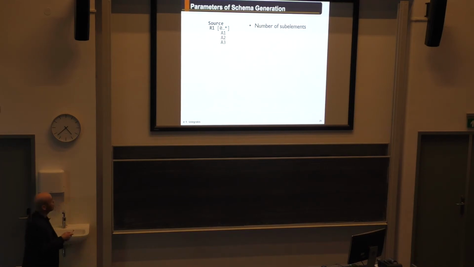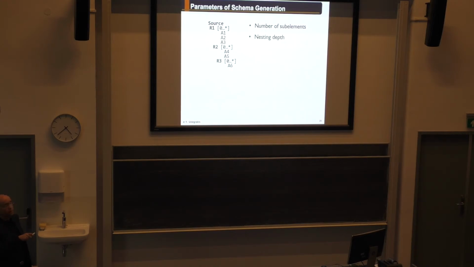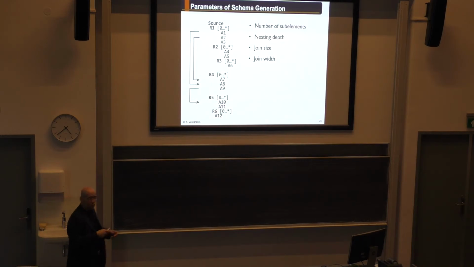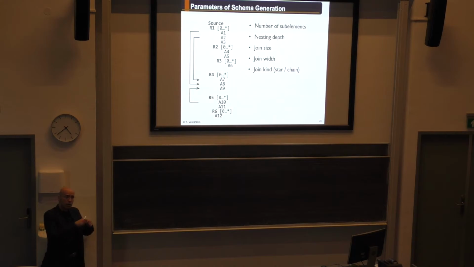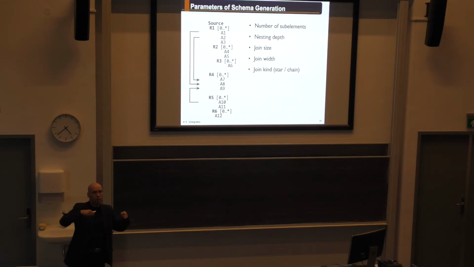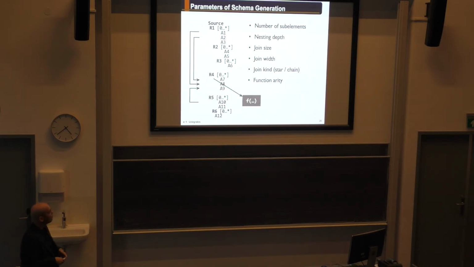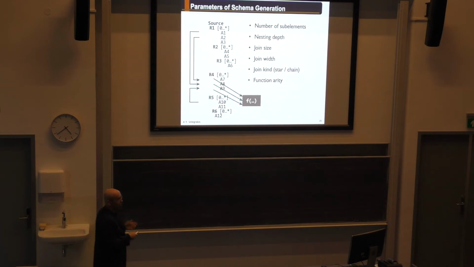The parameters, for instance, could be the number of sub-elements, meaning if you have a table, how many attributes it has. Nesting depth: if you have nestings, how deep is this nesting? If you have joins, how long are these joins? Do you join 2 tables, 3 tables, 4 tables? And if you join the tables, on the join, how many attributes do you use? Only 1 attribute, 2 attributes, or 3 attributes? And how do you join them? Do you join them as a chain, one after the other, or are you joining them as a star? Okay? And then we have functions, etc., etc. So these are all parameters.